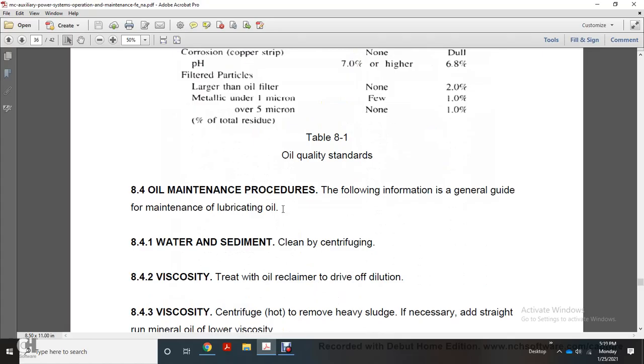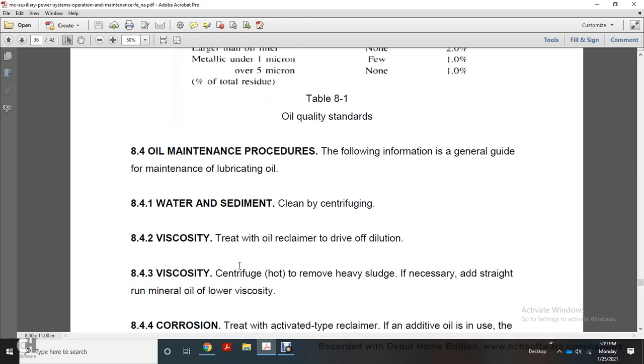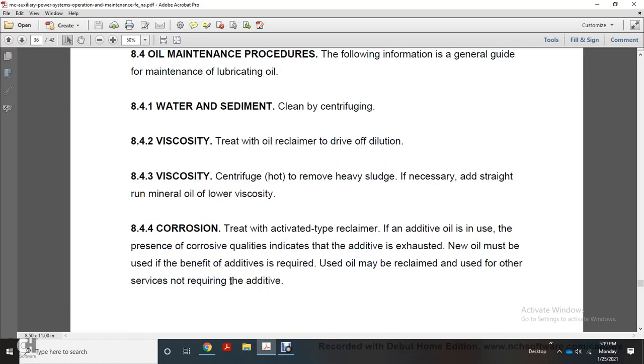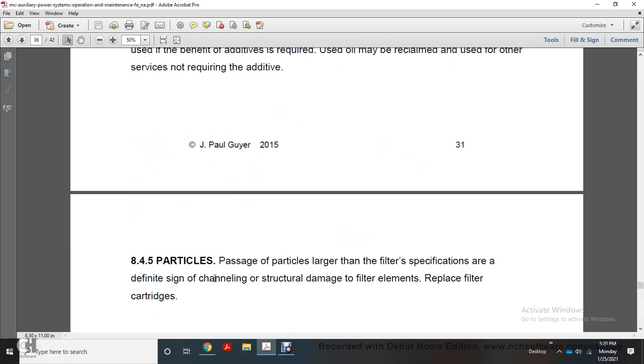A4, oil maintenance procedure. The following information is a general guideline for the maintenance of lubricating oil. Water and sediment are cleaned by centrifuging. For viscosity, treat with an oil reclaimer to drive off dilution. For viscosity, centrifuge hot and remove heavy sludge if necessary, add straight-run mineral oil to lower viscosity. For corrosion, treat with an activated-type reclaimer. For oil in use with additives, the presence of corrosive quality is indicated by the additive exhaust. New oil must be used when the benefit of the additive is required. Used oil may be reclaimed and used for other purposes not requiring the additive.